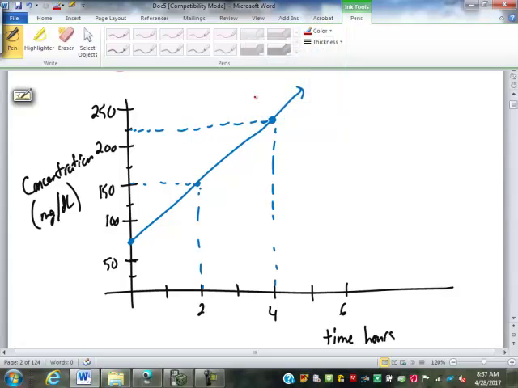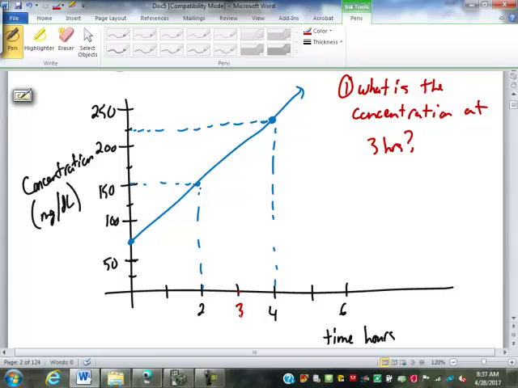So if I'm looking at this graph, the first thing I might be asked is, what is the concentration at 3 hours? Well, here's 3 hours right here. I just trace that up to my line, and I trace that over, and I can see it's between, this has got to be the 175 there. It's between 175 and 200. It looks to be almost exactly between. So we're going to call that 187.5.